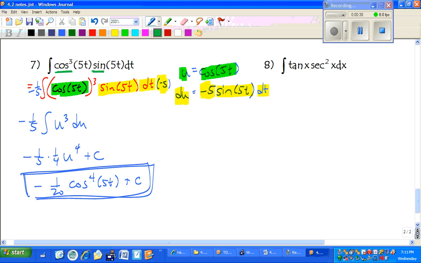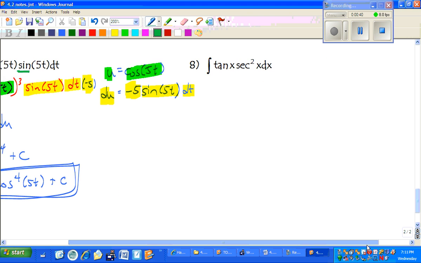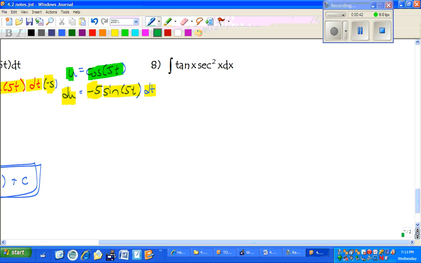Now, that's not always the case with other ones. As we look at number 8, we can do that number 8 this way. There's actually two ways to do this one, which is rare. But we can kind of use the same idea. We have tangent of x and secant squared, right? So secant is being squared. So we can say u is equal to secant of x.